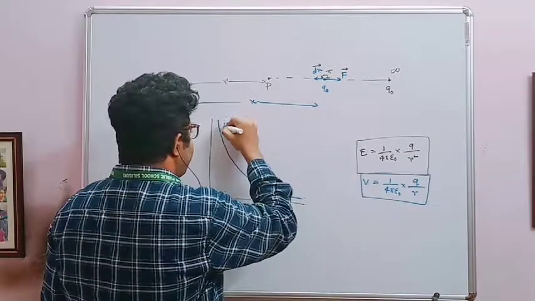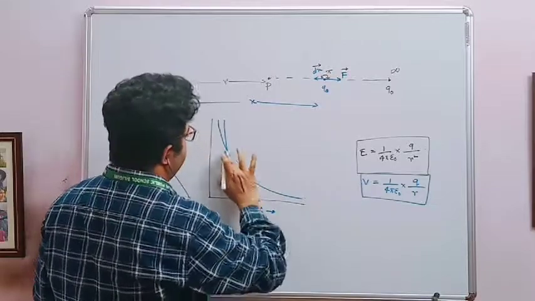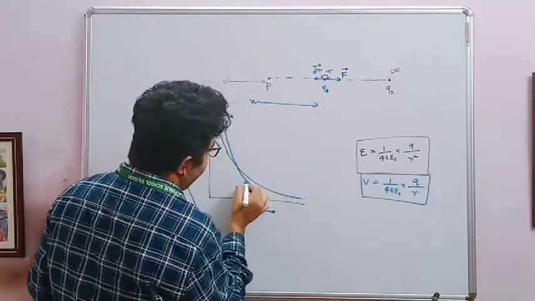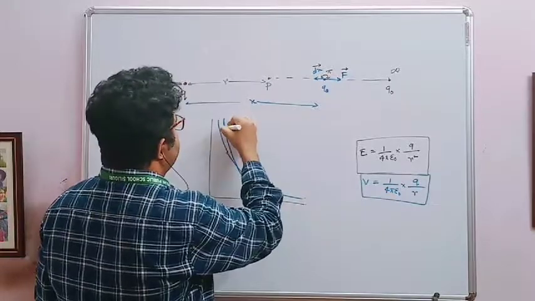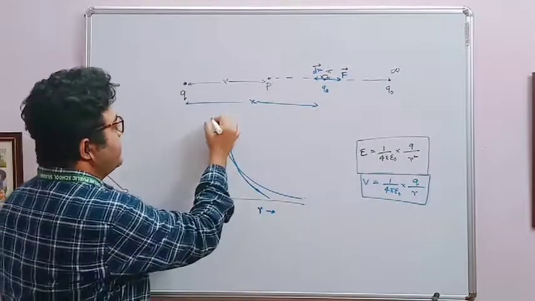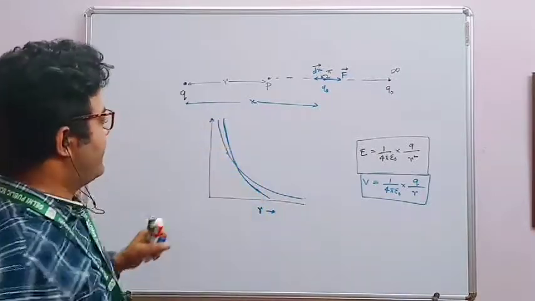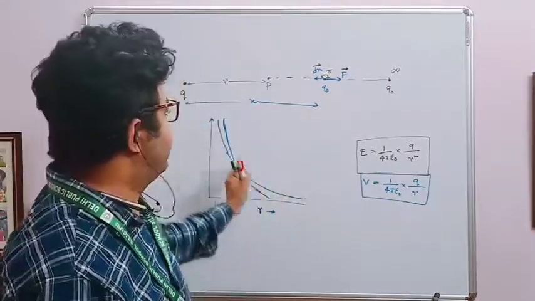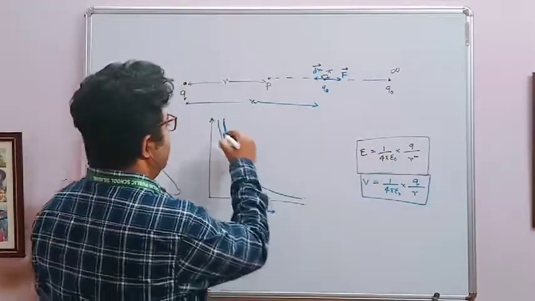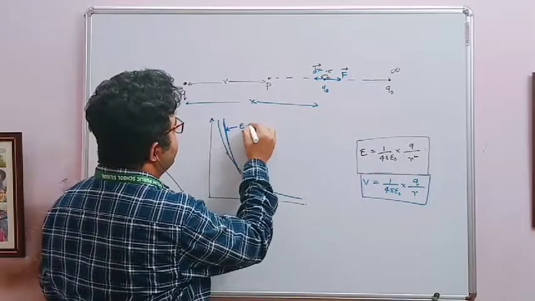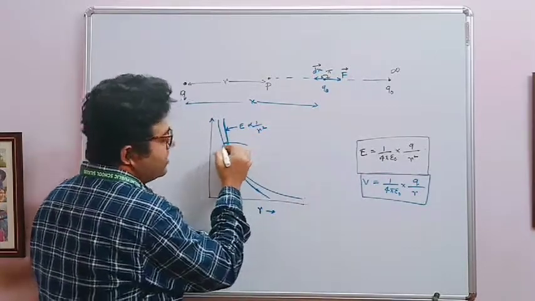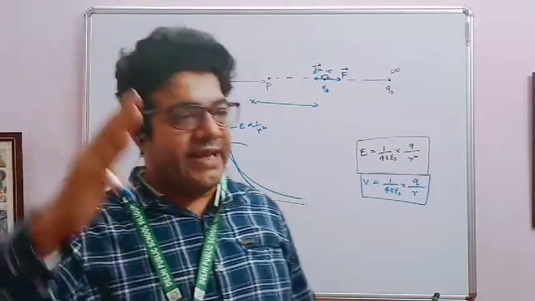That is very important. I think you understand. This one is stiffer, meaning the slope is higher. As the slope is higher, this one is the electric field. So this one is electric field: E is inversely proportional to R square, and this one has less slope, or you can say it is less stiff.